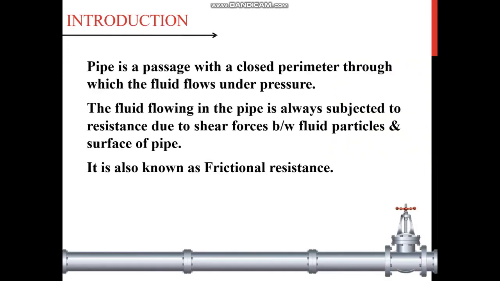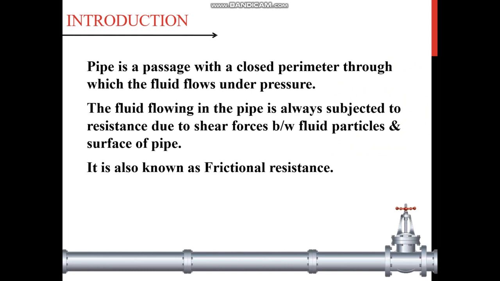So all of you know the very common or familiar word is pipe. How do we define the pipe? A pipe is a cylindrical body through which the fluid is flowing. Actually, a pipe is a passage with a closed perimeter through which the fluid flows under pressure. Fluid is flowing through the cylindrical object called a pipe.